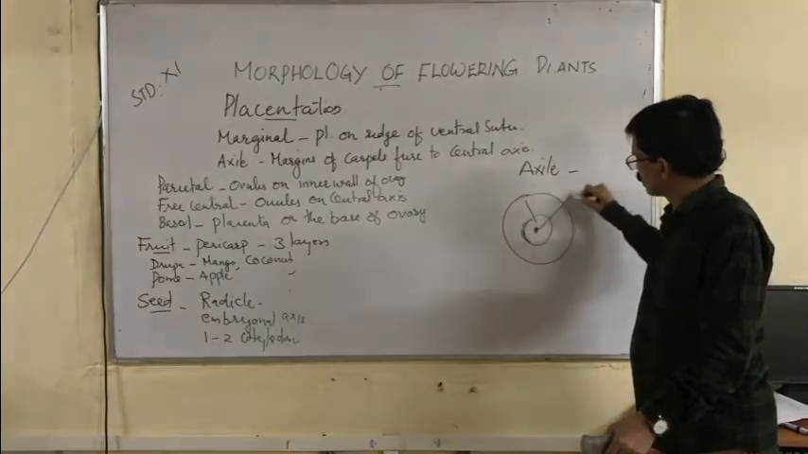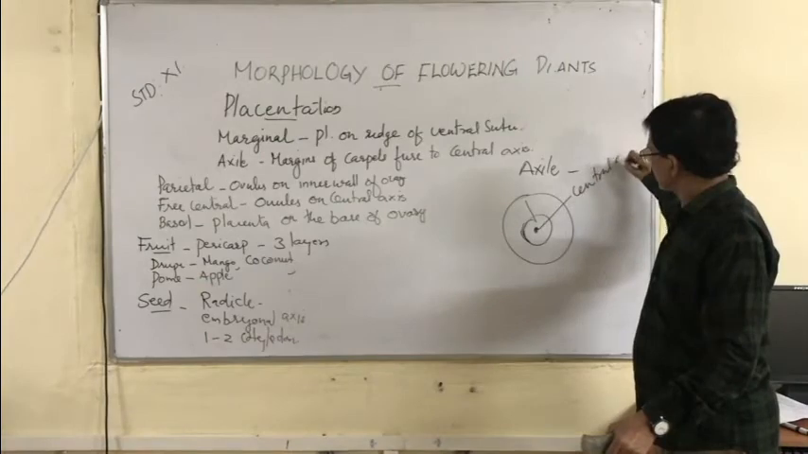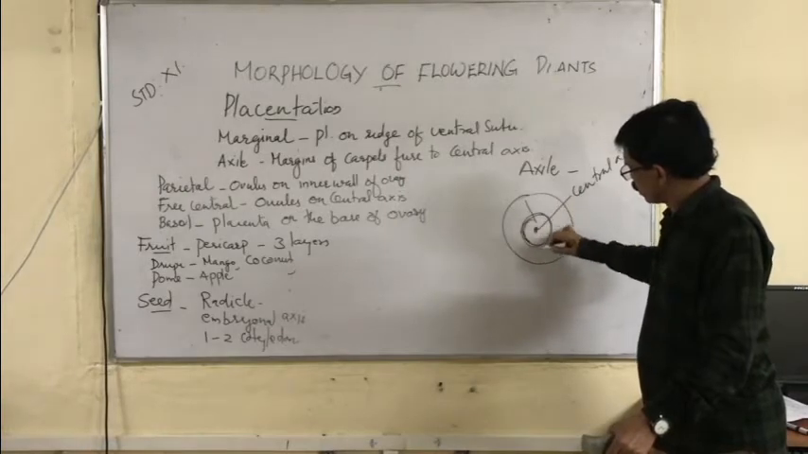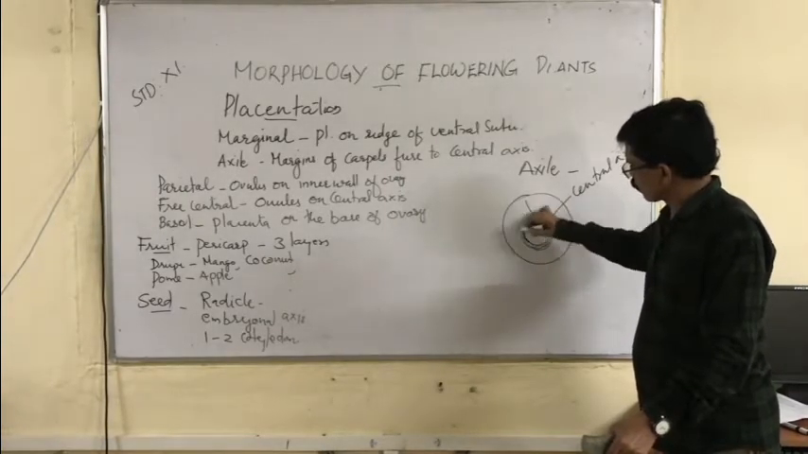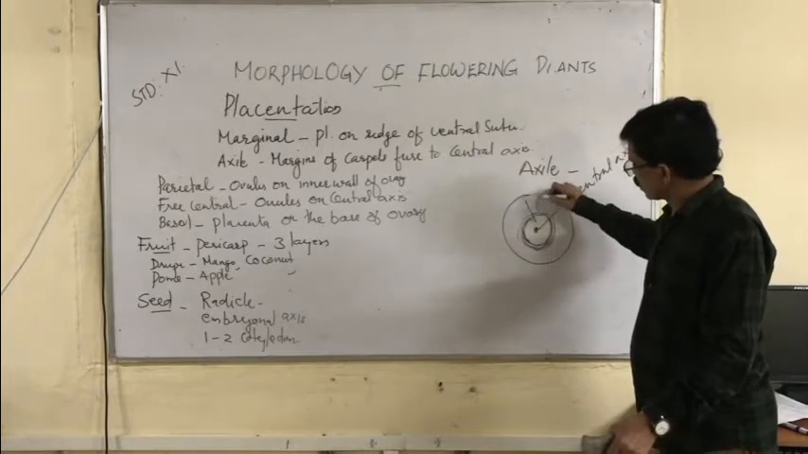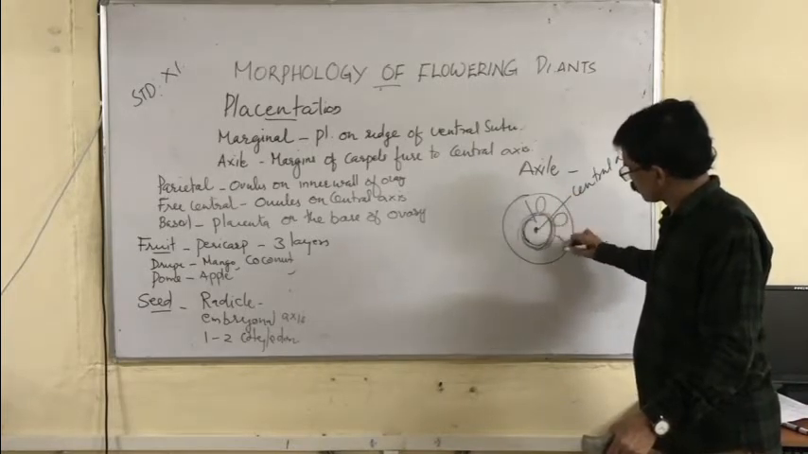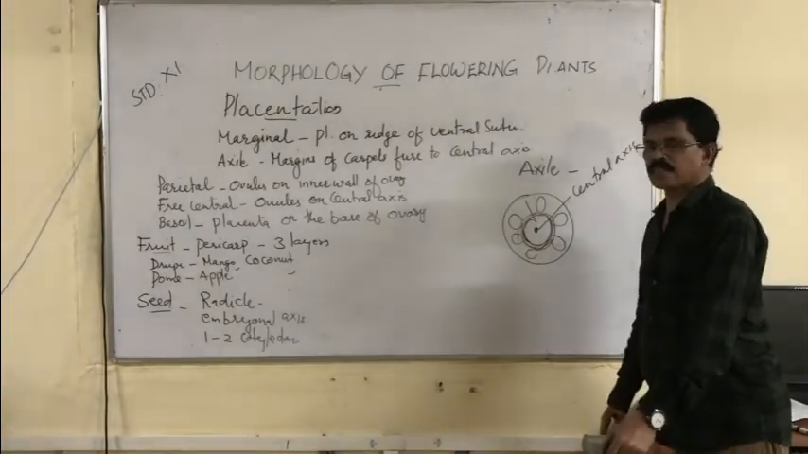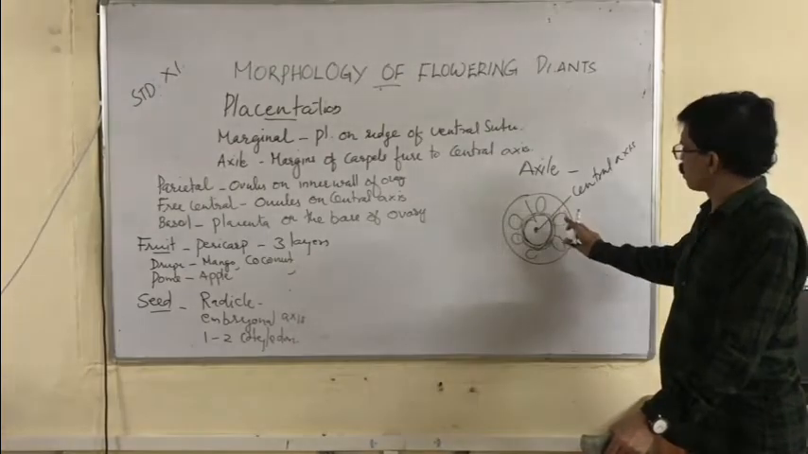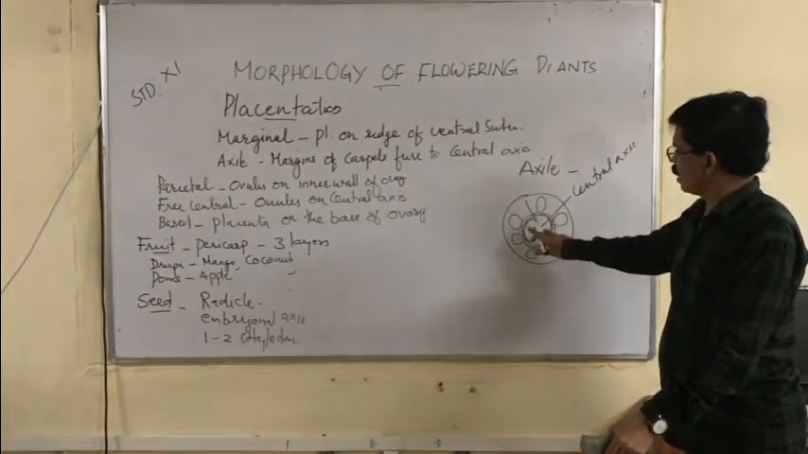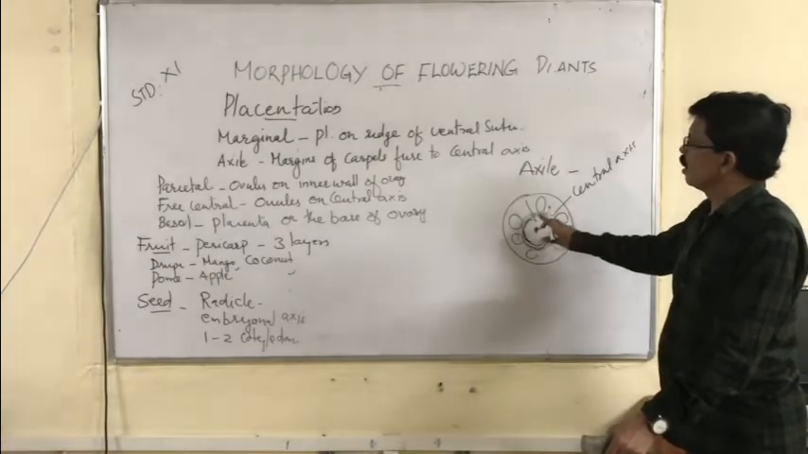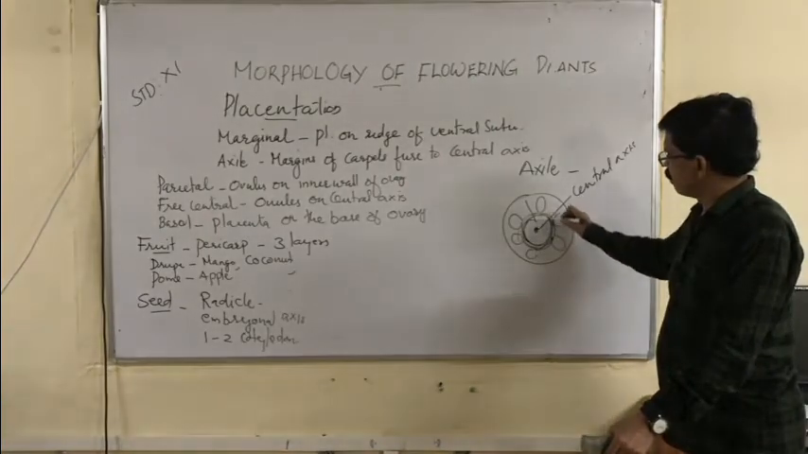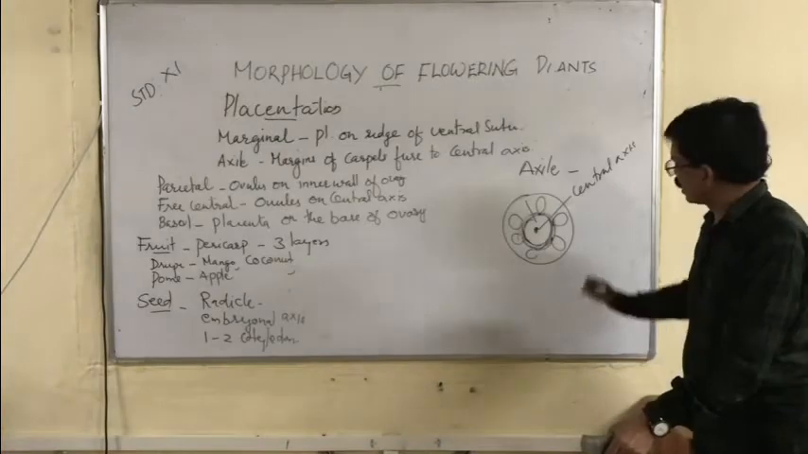This is the central axis, and this is the margin of the carpel. Here is the placenta, and on this placenta you can see the ovules attached. That is called axial placentation. So what is axial placentation? The margins of the carpel are fused with the central axis, so the placenta develops on the central axis where the ovules are attached. Here is the placenta.